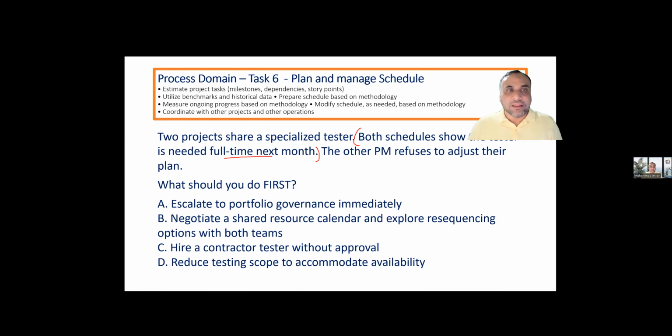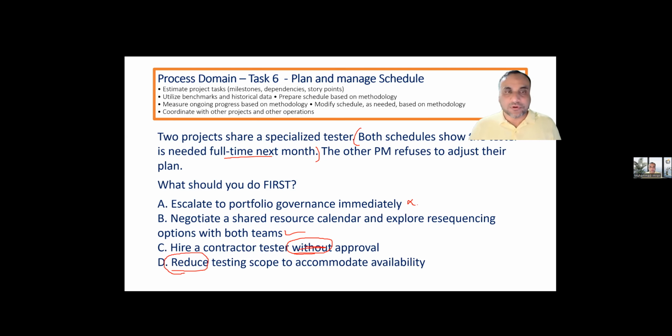Escalate to portfolio governance immediately. No relation to the question directly. Negotiate a shared resource calendar and explore resequencing options with both teams. Hire a contractor tester without approval. Reducing testing scope to accommodate availability. So the only correct answer which is left is B.